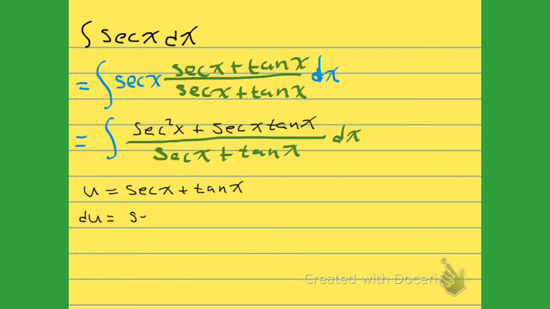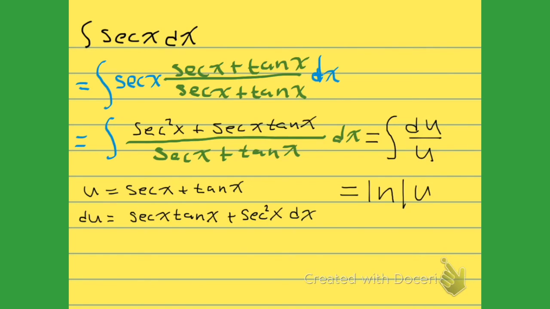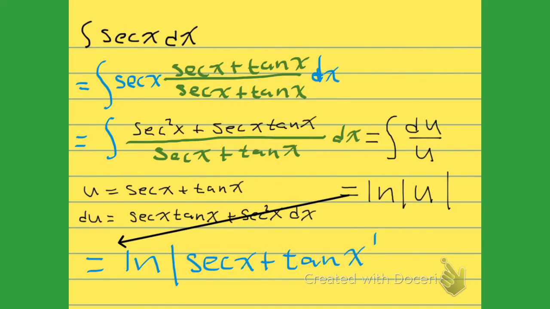Okay. Then du, oh look, how cute. That's the numerator. Sure. So what do I have? I now have an integral that's du over u. Well, naturally, that's the natural log. And all we got to do next is back sub. And that's how we got the integral for secant.